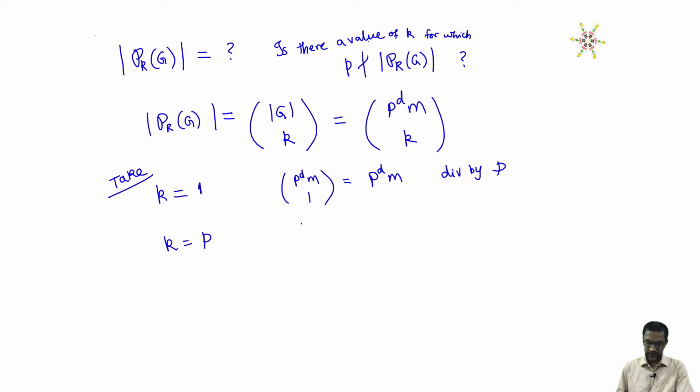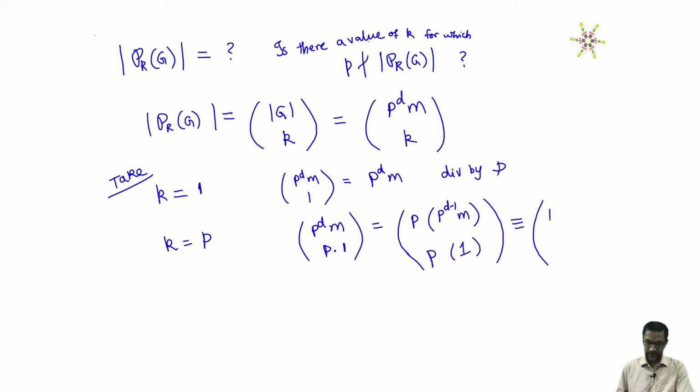Let me try the next one, which is p itself. Well, I'm going to try p. Now look at this. So p to the d m choose p. I will put this into the form of the earlier result. So it is p to the d m choose p times 1. So I will write it as p times p to the d minus 1 m choose p times 1. Okay, and which by the earlier result is congruent to p to the d minus 1 m choose 1 mod p.